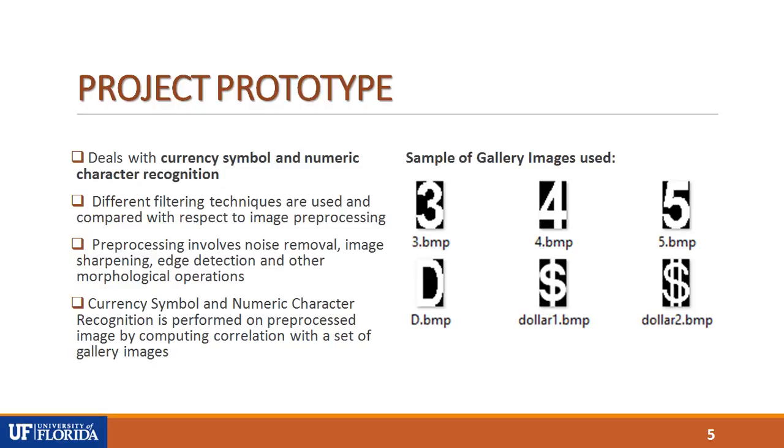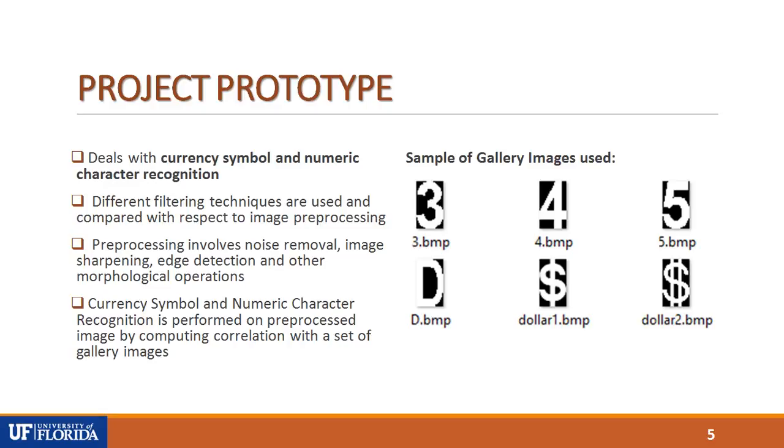Project prototype: the project prototype implements the currency symbol and numeric character recognition part of the overall picture. It primarily has two parts. One is the image pre-processing part, where different image filtering, morphological operations and transformations have been applied on the images to isolate only the required part of the image to perform a recognition operation.